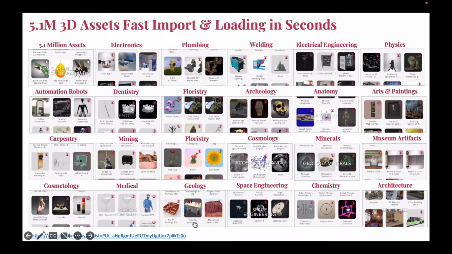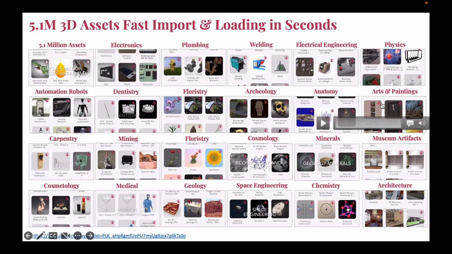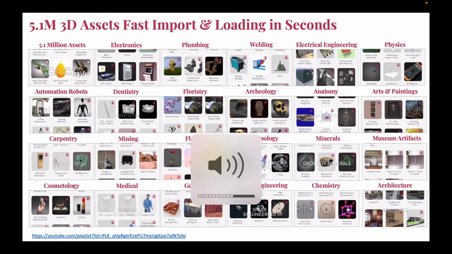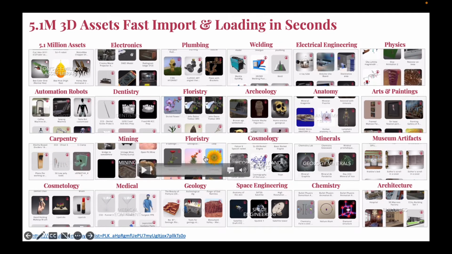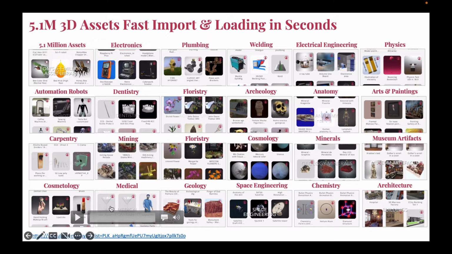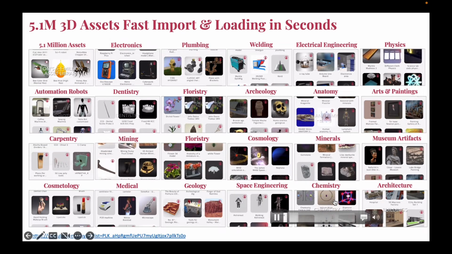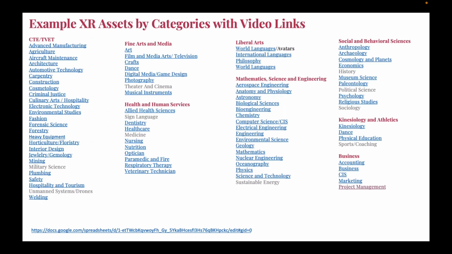So we've expanded also the segment-specific applications on our 5.1 million assets to cover electronics, electrical engineering, physics, medical, geology, space engineering, chemistry, architecture, space science, and so on. So almost any topic that I click on here, there's a link to assets related to things like, for example, criminal justice or marketing or accounting even.